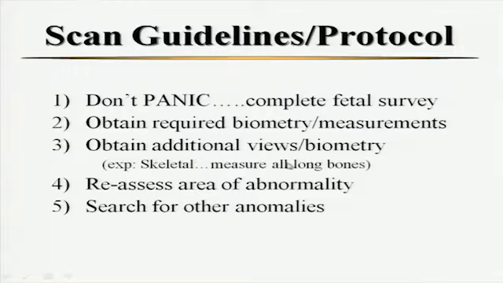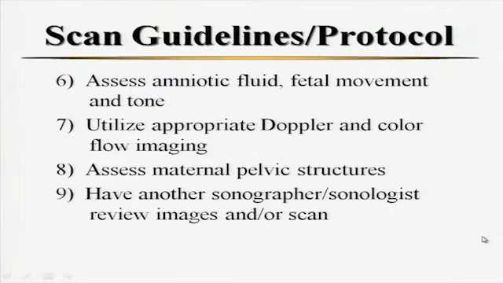So don't panic, complete your survey, get your measurements, any additional views that you might need, then go back to the area of the abnormality, do some clips through there if you're able to store clips, and then search for other abnormalities. The more abnormalities that you see, the greater the risk for chromosome abnormalities or some type of genetic syndrome. You also want to make sure you're assessing the fluid, fetal movement and tone, not just the anatomy, but is that baby moving well? Is it just floating in there in the fluid, or is it moving around well?